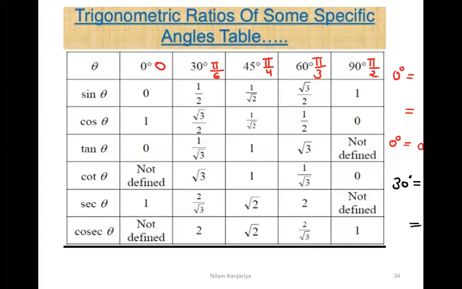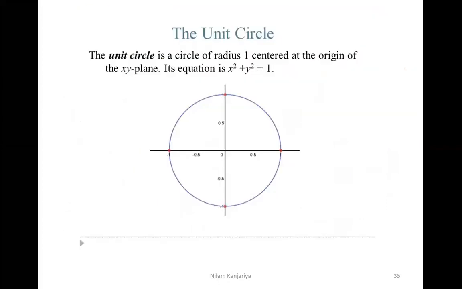So look here, it's a really important topic we discuss here. This is the unit circle. First of all, trigonometry is defined on the unit circle. Unit circle means a circle whose radius is 1. Such a type of circle is known as a unit circle.